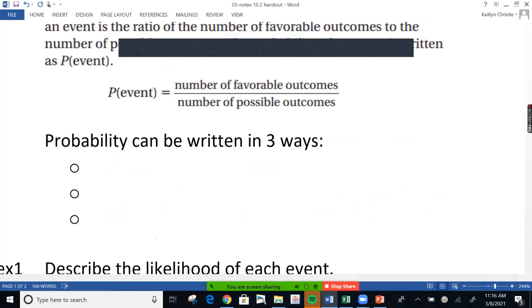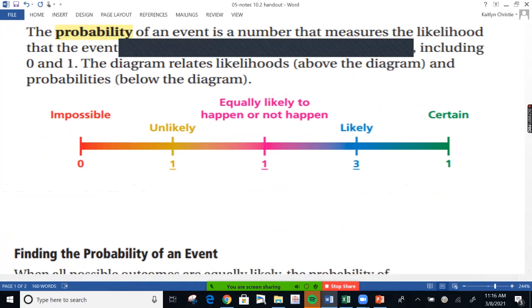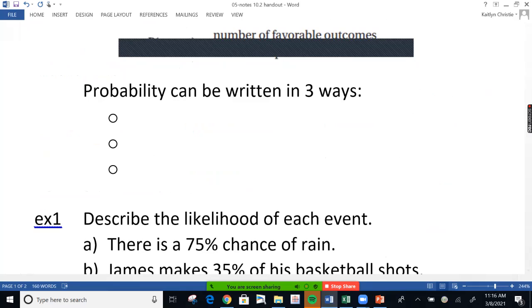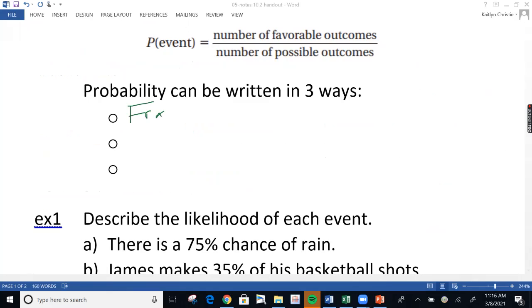So we talked about this a little bit. I did it up here in this little diagram. So probability can be written 3 different ways. The first way is going to be as a fraction. The second way as a decimal. And the last way as a percent.